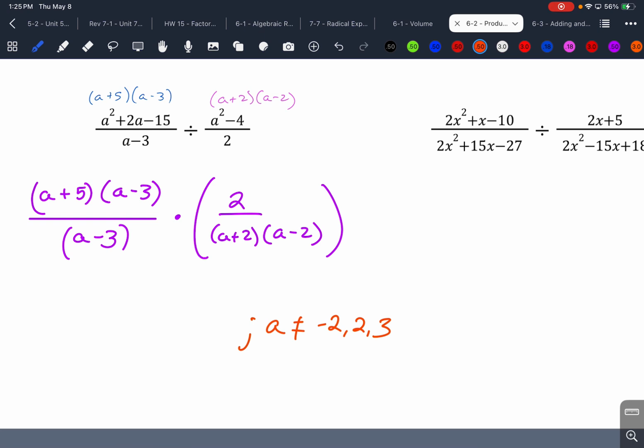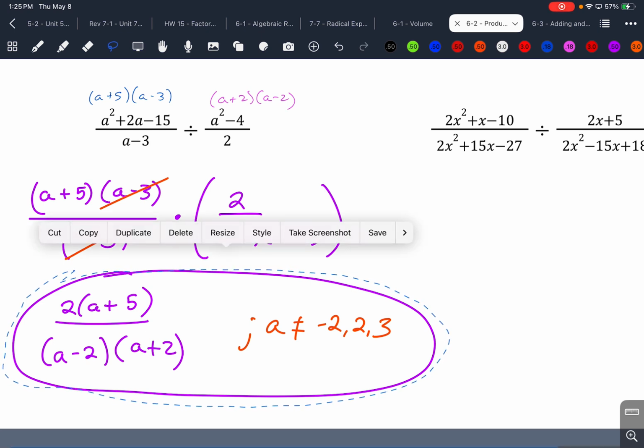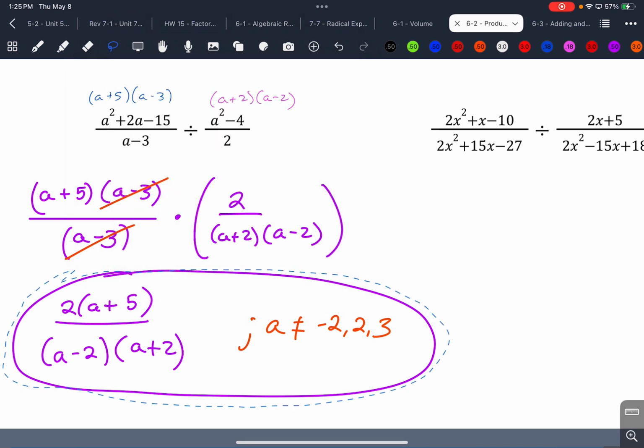And when we cancel here, the a minus 3 goes away and nothing else. So we have 2 times a plus 5 over a minus 2, a plus 2. And that is our answer. Factored form is totally fine for this stuff, so no need to multiply this out or anything like that.